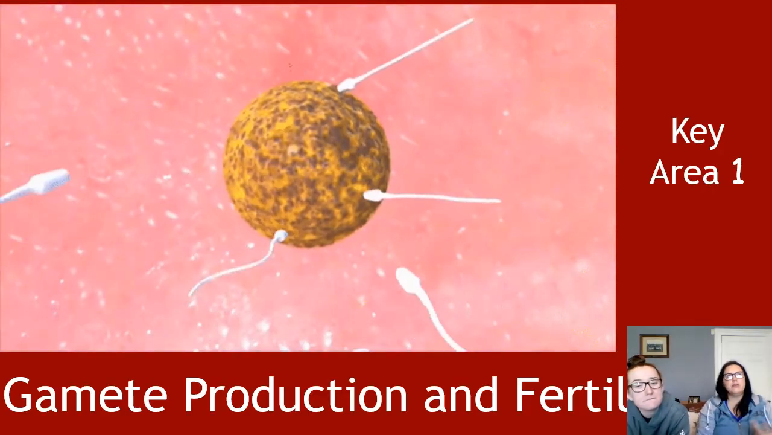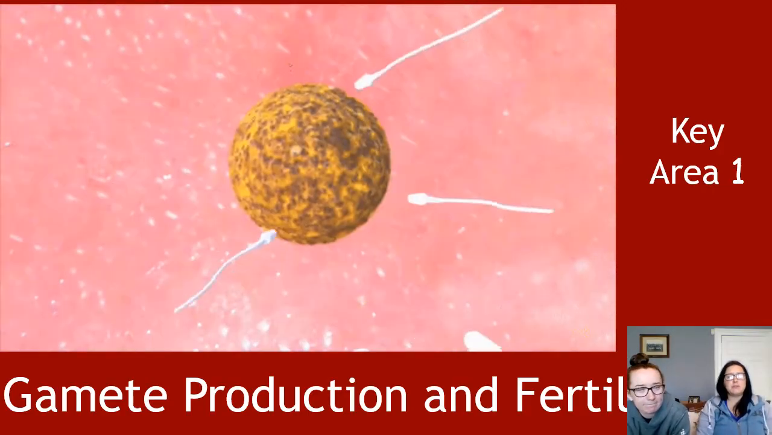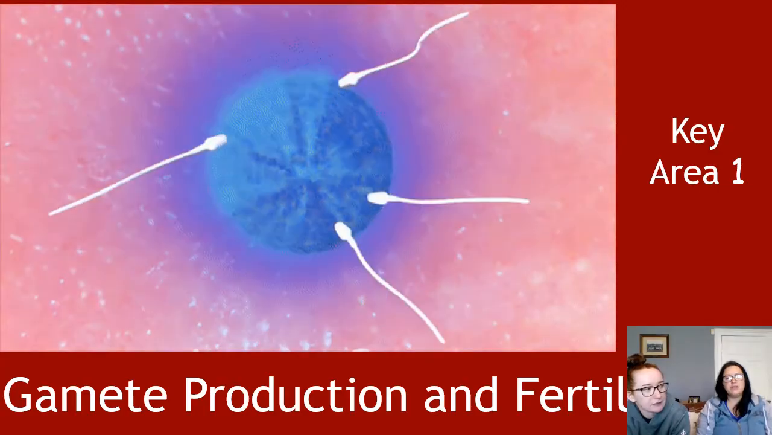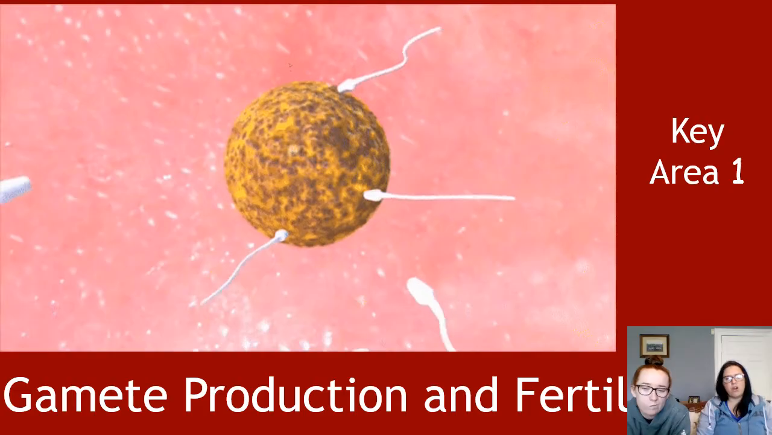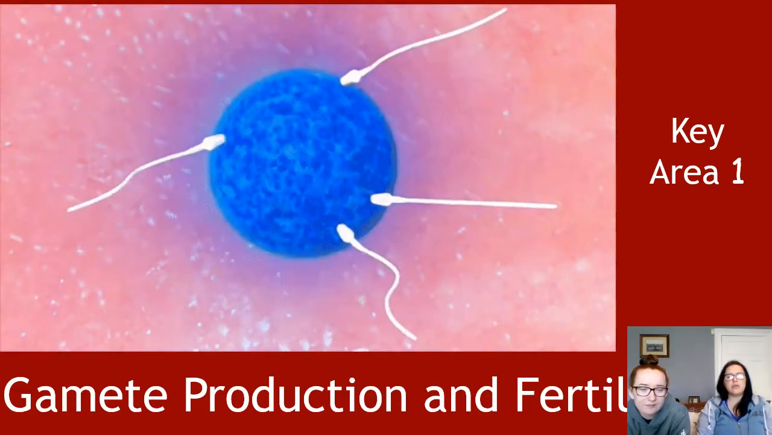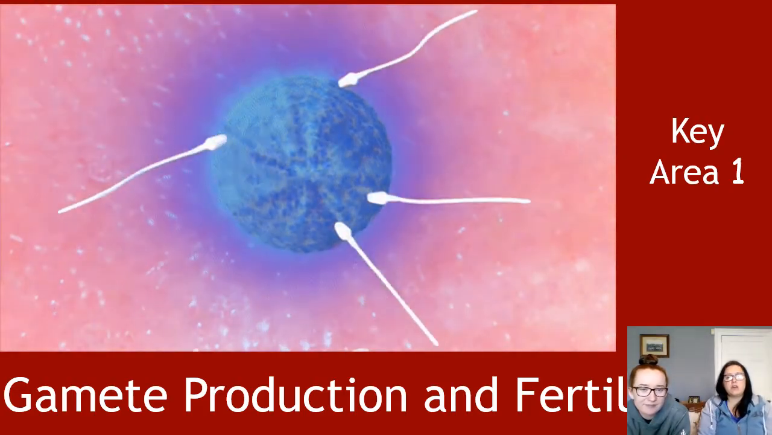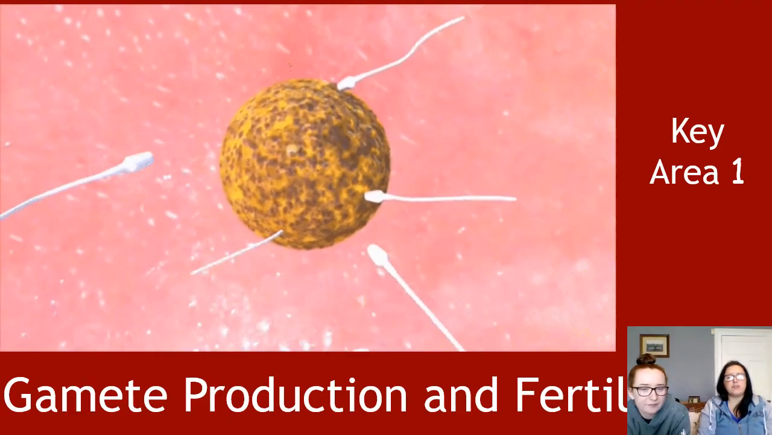It is kind of split into two. The first half of it is going to be about reproduction in humans, and then the second part is going to be about cardiovascular disease, so heart health, general human health, that sort of thing. So we start on key area 1 with gamete production and fertilization.